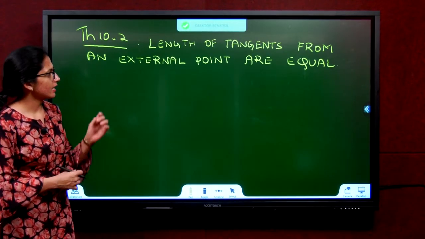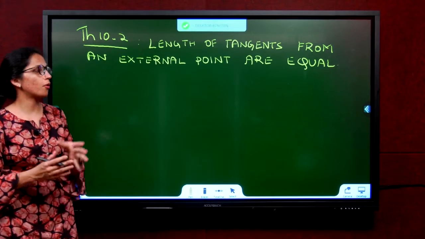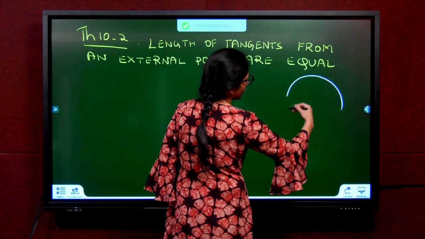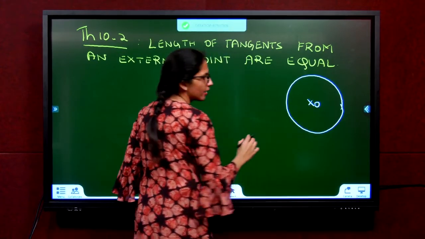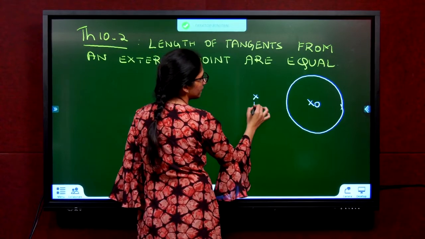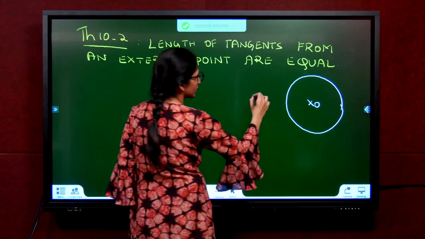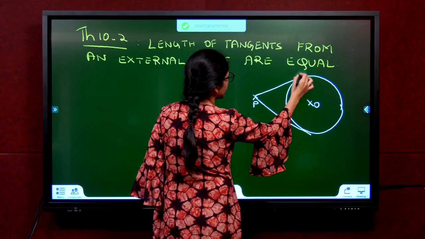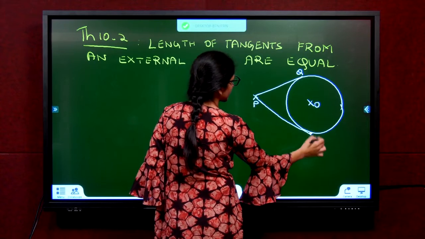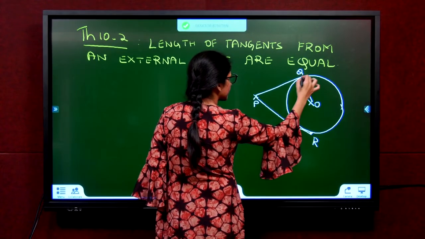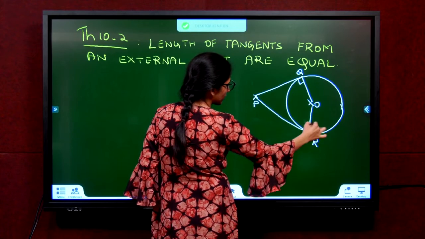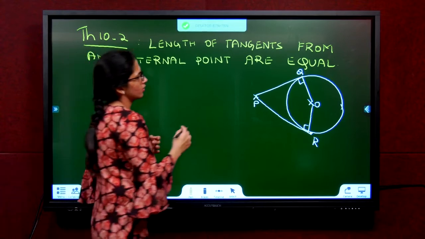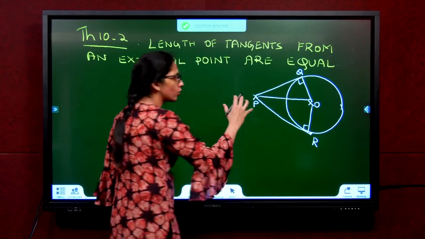Next theorem: length of tangents from an external point are equal. What does this mean? If you have a circle with center O, and an external point P, there are two possible tangents. Let us say one tangent is this and the other is this. Let us name this point Q and this point R. This is the radius. Radius is perpendicular to tangent, do you remember? Because of theorem 1, radius is always perpendicular to tangent. Also join PO.